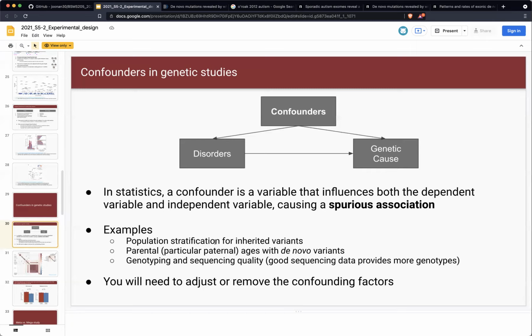So you always have to do a quality check for the population structure in your data set. Then you apply that information in your experimental design, right? So this is one confounder.